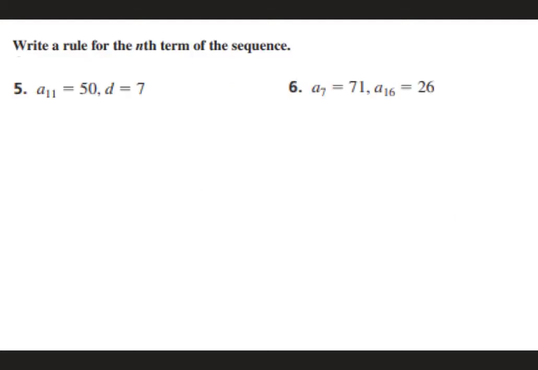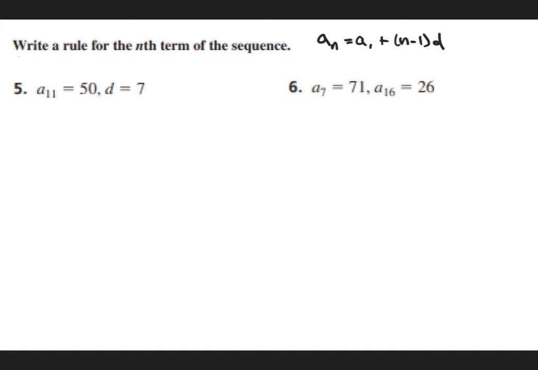All right, so it says write a rule for the nth term of the sequence. There's two different setups here. One of them's a little more straightforward, and then we'll try this other one that's a little more tricky. All right, so the first one here, we're going to write our formula. Now, normally our formula we said looks like this, right? Our formula we said is a sub n equals a sub 1 plus n minus 1 times d.